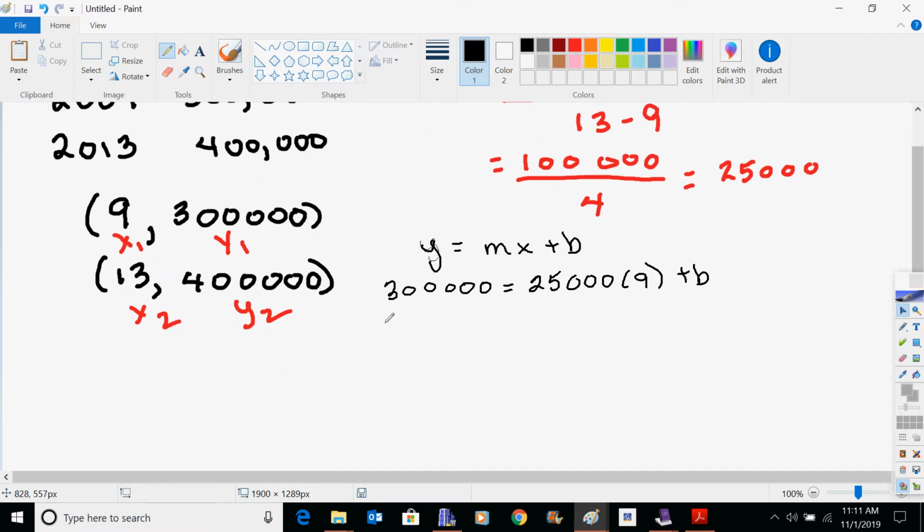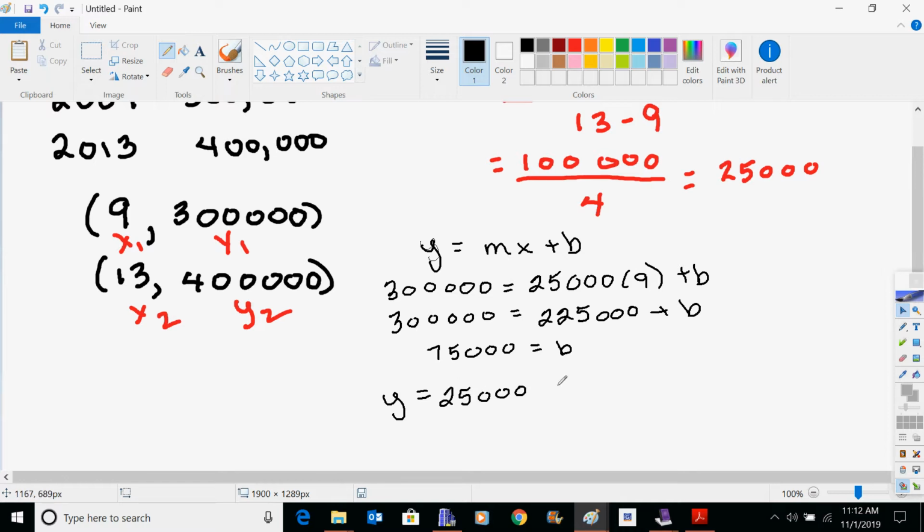So how much is 25,000 times 9? 225,000. Plus b. Then take away the 225,000. That gives us 75,000 equals b. So our final equation is y equals 25,000x plus 75,000.